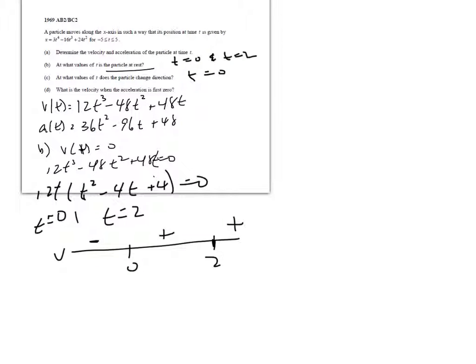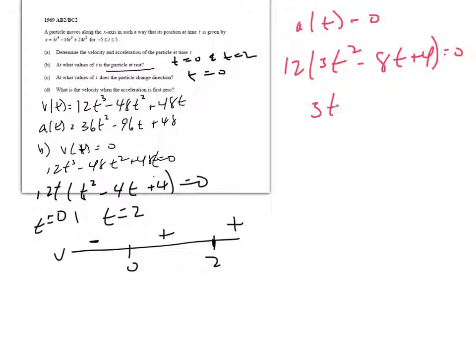Okay, the last piece, what is the velocity when the acceleration is first 0? So acceleration equals 0, so a of t equals 0. That gives us, we can take 12 out, and you're left with 3t squared minus 8t plus 4. So that gives you 3t minus 2 times t minus 2. Alright, so t is equal to 2/3 and t is equal to 2.